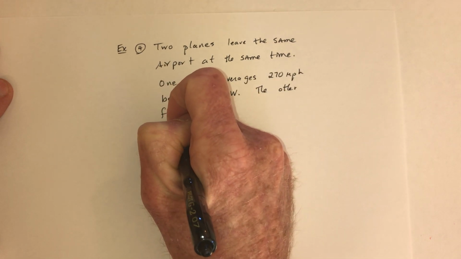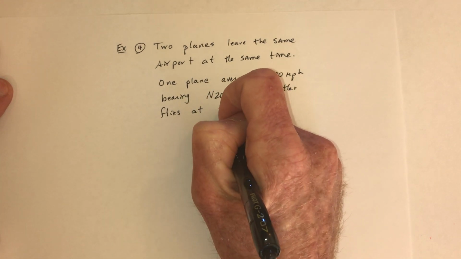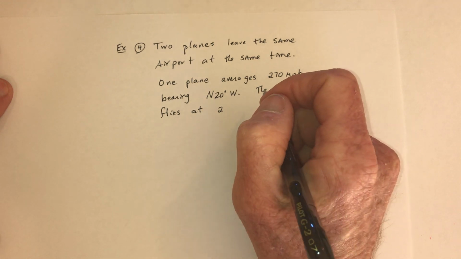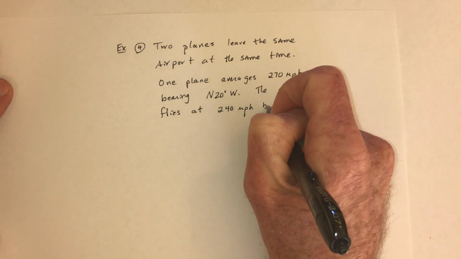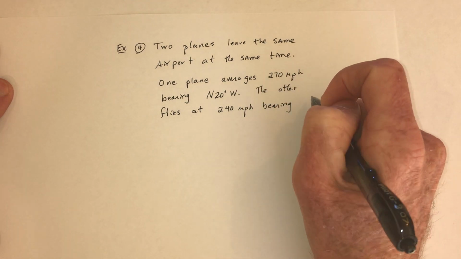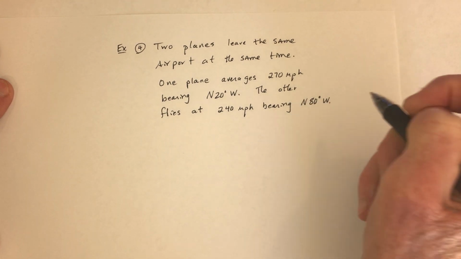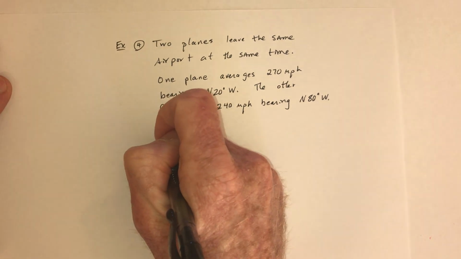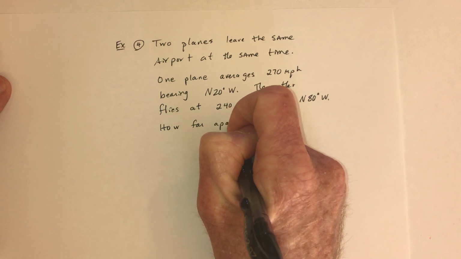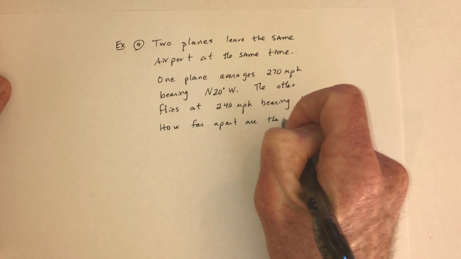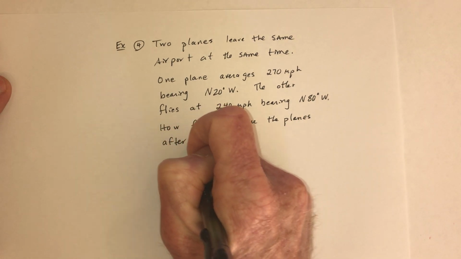And then the other one flies at 270 miles. Oh, that one's 270, sorry. The other one is 240 miles per hour. Bearing from the north, go 80 degrees to the west. How far apart are the two planes after 30 minutes?